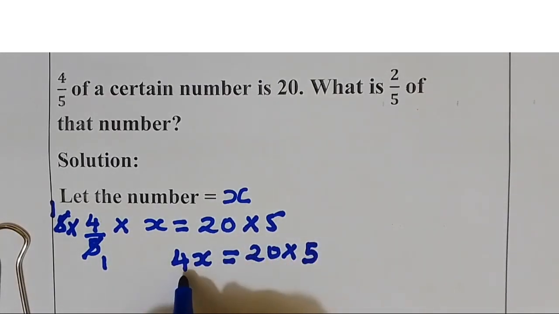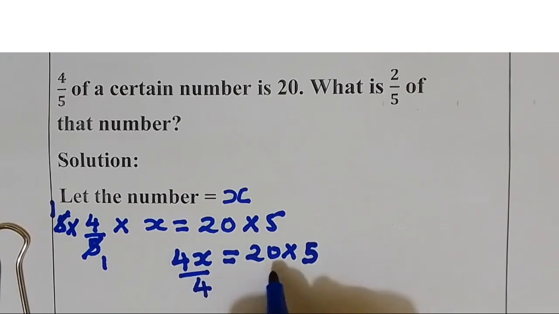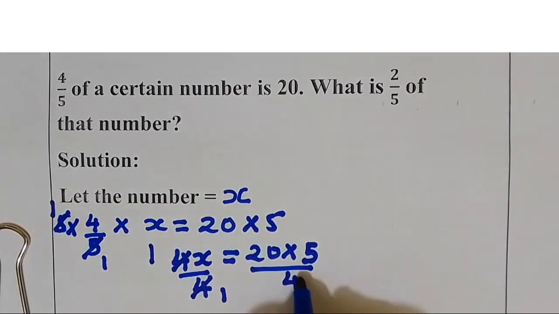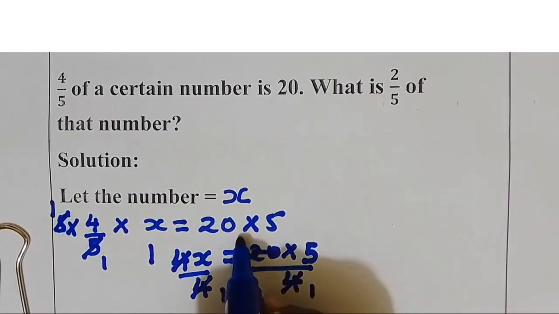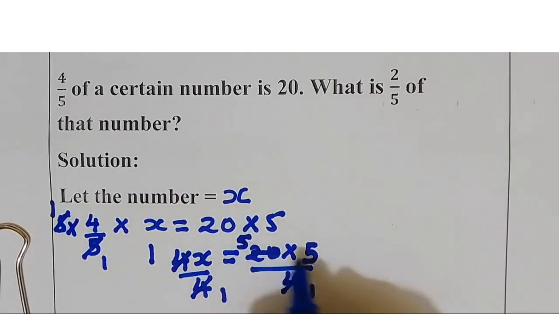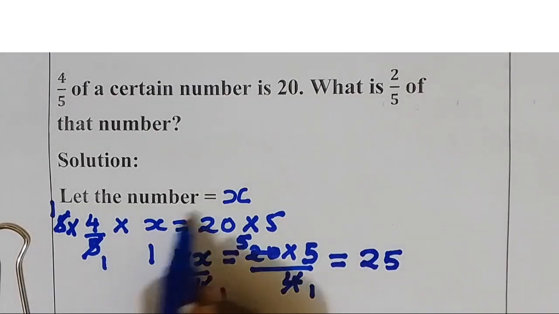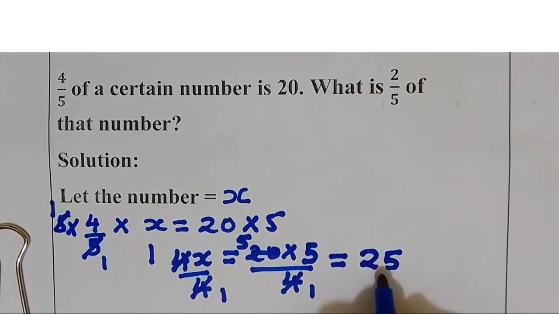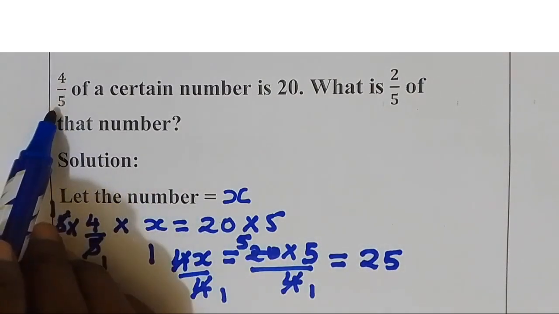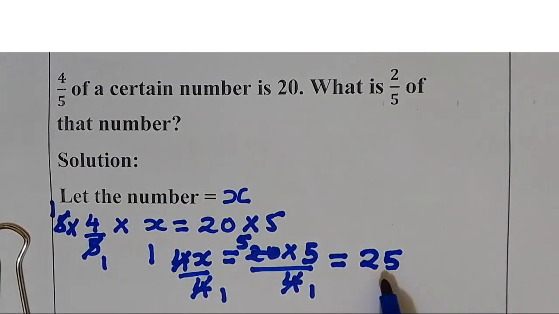We divide by 4 on both sides. By 4, 1. By 4 is 1. By 4, 1. And by 4, we get 5. 5 times 5, we get 25. So the value of x is equal to 25. The number that they multiply by 4 over 5 to get 20 is 25.